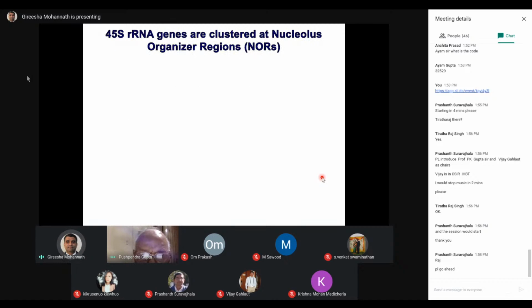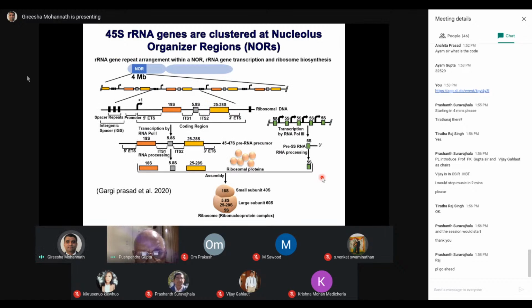A brief introduction. These genes are clustered at chromosomal locations called nucleolus organizer regions, or NORs. Most of you might have heard this term in your biology courses. If you look at this diagram, a chromosome, and here is a NOR region, this is in Arabidopsis, for example, but it's pretty similar in all eukaryotes. These genes are all organized as tandem repeats, and they code for ribosomal RNA components, which become part of ribosomes for protein synthesis, which we all know from basic biology.